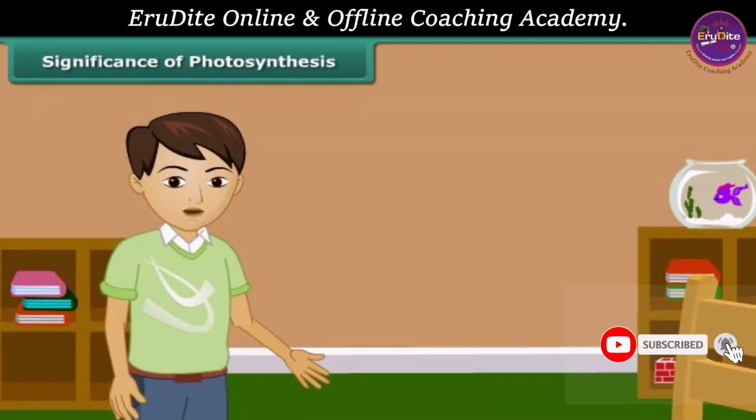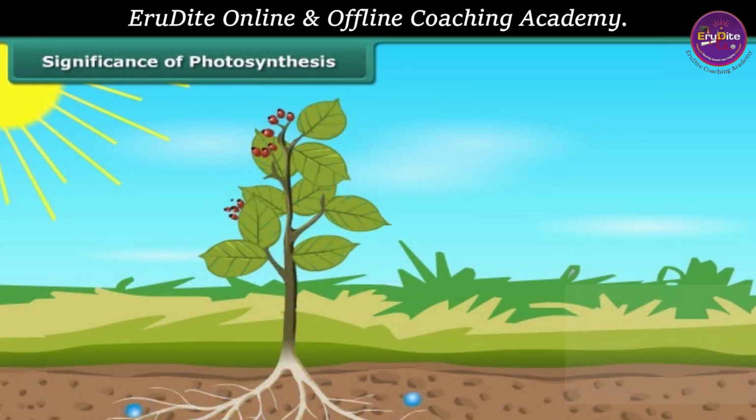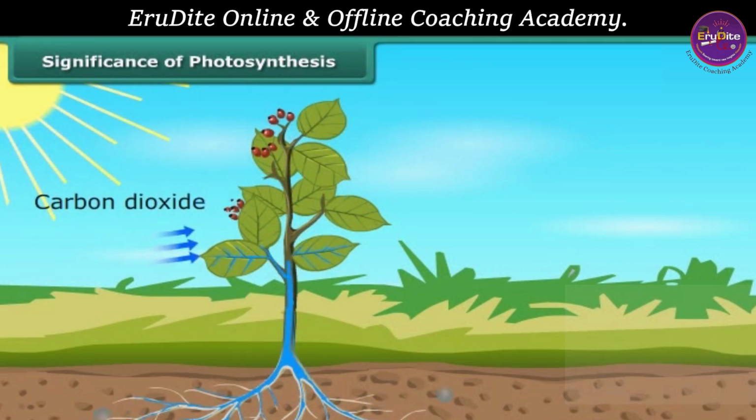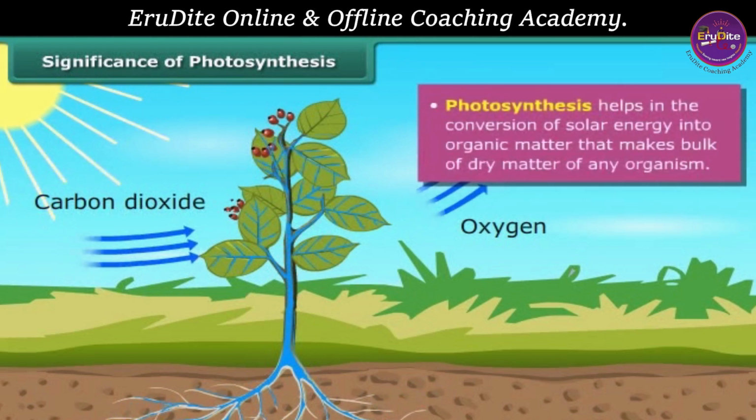Till now we have learnt about the photosynthesis process, but now the question is, what is its significance? Photosynthesis is an important and vital process for life on this planet. This process helps in the conversion of solar energy into organic matter. Hence, photosynthesis links the physical and biological world.